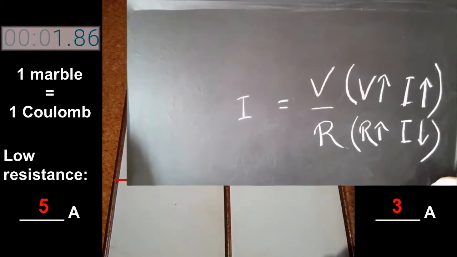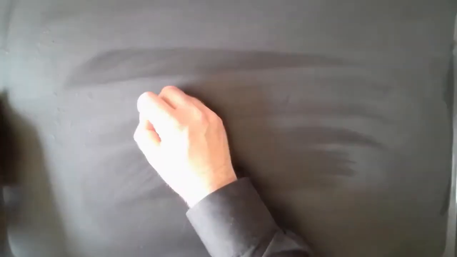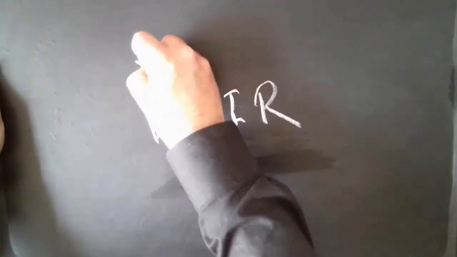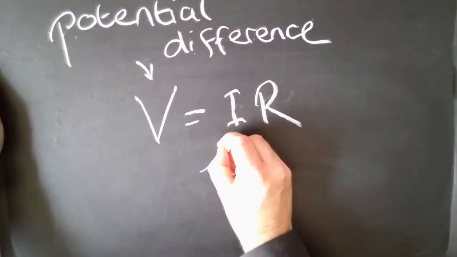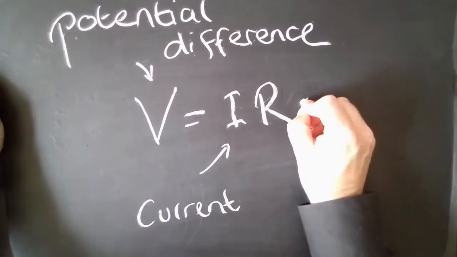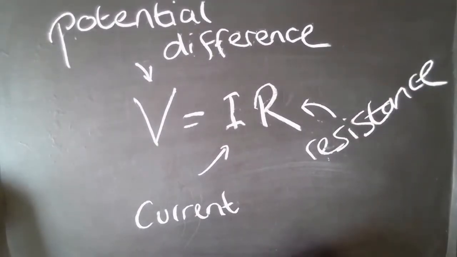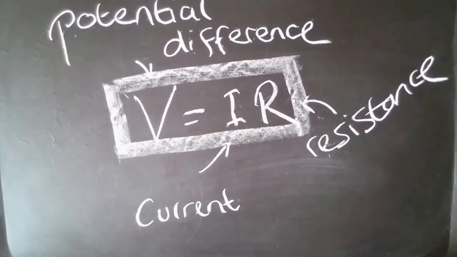So there you could see that if you increase the resistance while keeping the potential difference the same, which was represented by the height of the ramp, then you would get a decrease in current. This is how we present the equation normally. So we have potential difference is equal to V, current is represented by I, and resistance by the new symbol R. V equals IR. This is your new equation for today.